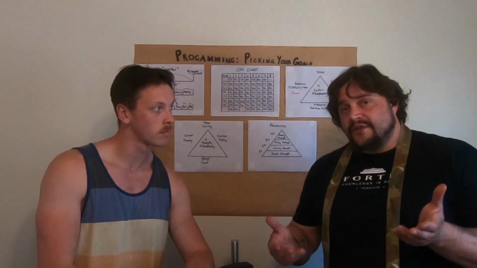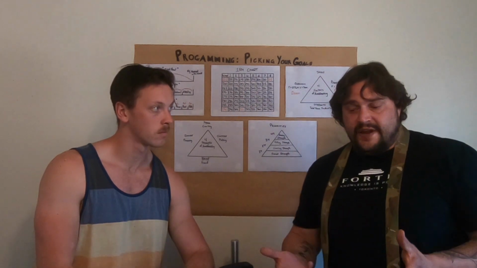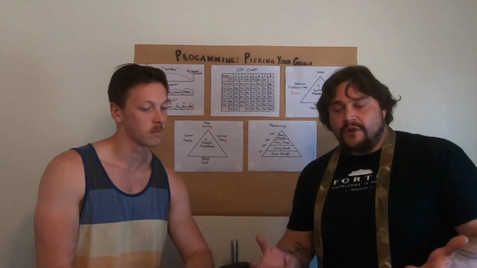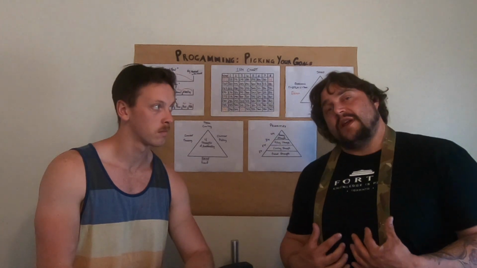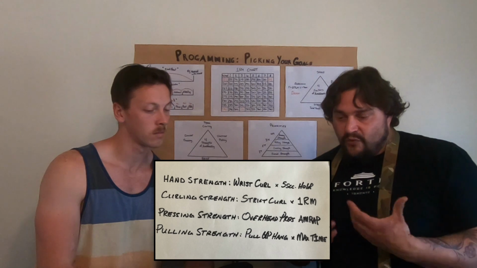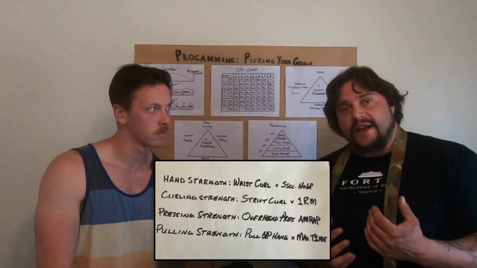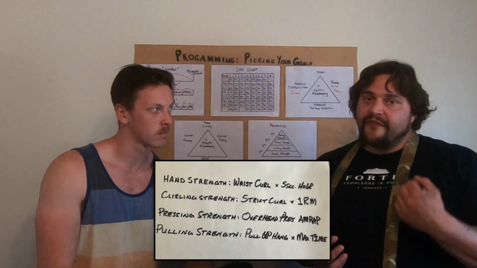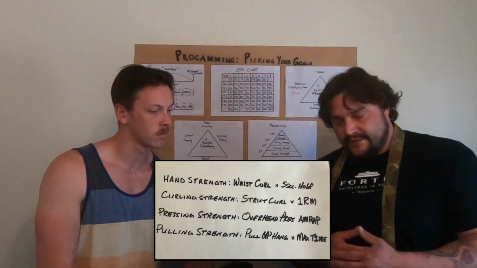You're also going to want to do this, like Alex said, with all four strengths, right? So let's give you an example of what we've chosen for the four strengths right now. For forehand strength, it's cupping, wrist curls. The way we're going to test it is we're going to find out how much weight we can do for a 5-second hold. That's going to be our test.